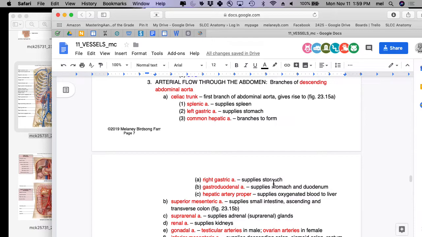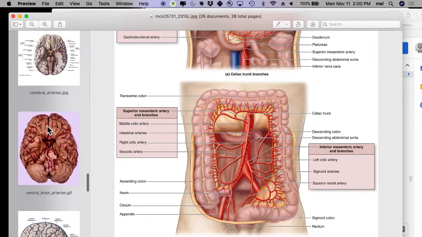Okay, now we will do arterial flow through the abdomen, and then we'll do hepatic portal circulation, and then I'll let you guys go for today because you're ahead of the other class. So now we are moving down. So we did ascending aorta, we did aortic arch, we did descending thoracic aorta. Now we're going to go through the diaphragm, right? And so we are going to do descending abdominal aorta.